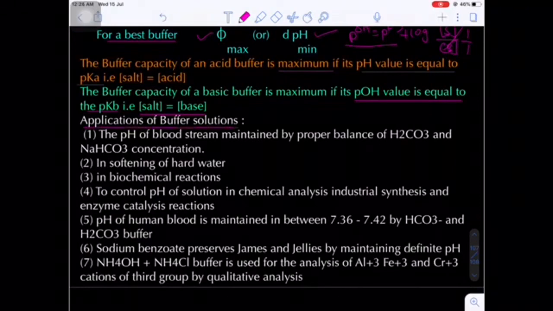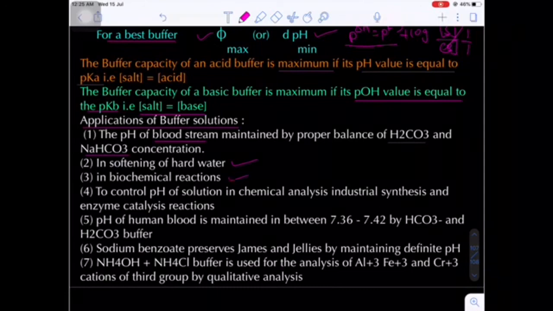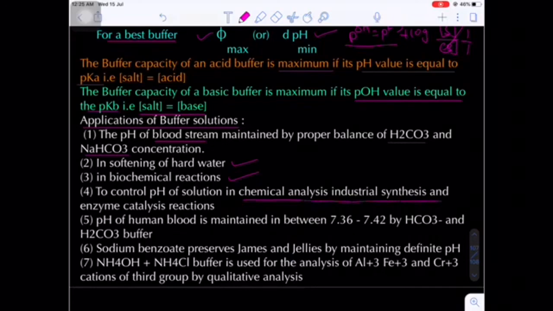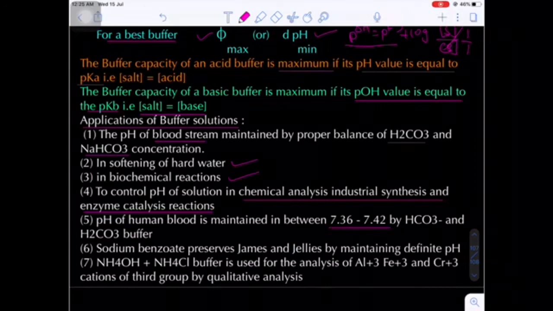Similarly, pOH is equal to pKb plus log of salt concentration by base concentration. Here also, if we take a 1:1 molar ratio, log 1 becomes 0, so pOH is equal to pKb. And one more important topic in buffer solutions: the applications of buffer solutions. Just now I told you in the beginning, blood is a good buffer solution. The proper concentrations of carbonic acid and bicarbonate are maintained in the blood. Buffer solutions are also used for softening hot water and in biochemical reactions, to control the pH in chemical analysis. In industrial synthesis and enzymatic reactions, the pH must be kept constant. For such purposes we require buffer solutions.